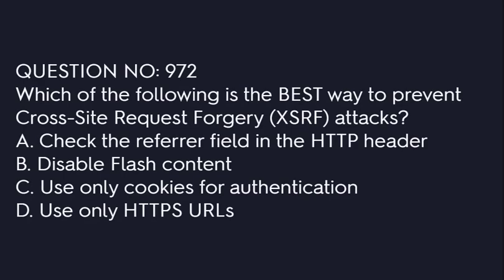Question no. 972. Which of the following is the best way to prevent cross-site request forgery attacks? A. Check the referrer field in the HTTP header, B. Disable Flash content, C. Use only cookies for authentication, D. Use only HTTPS URLs. A.